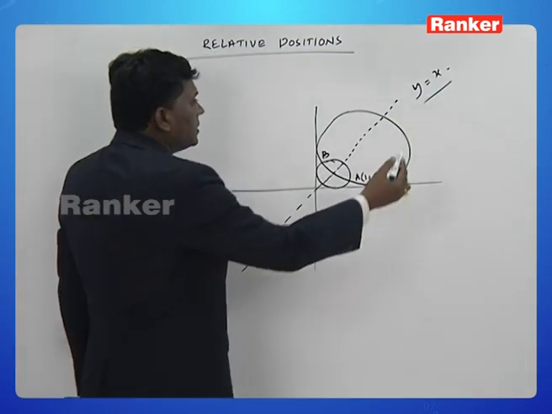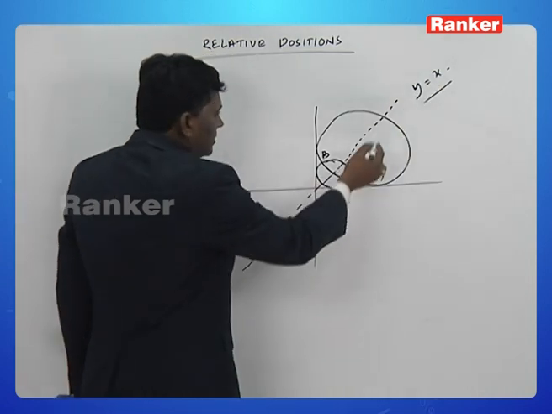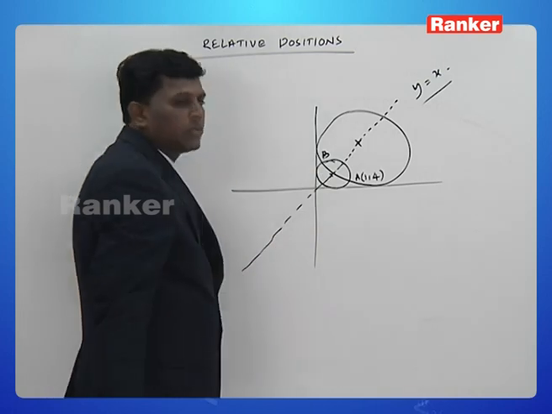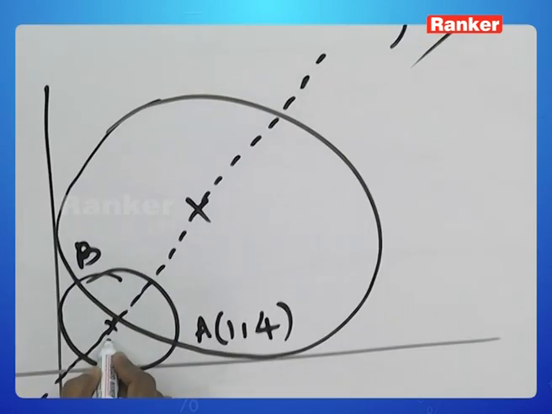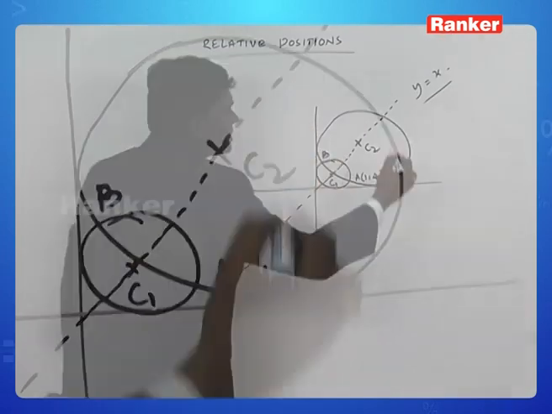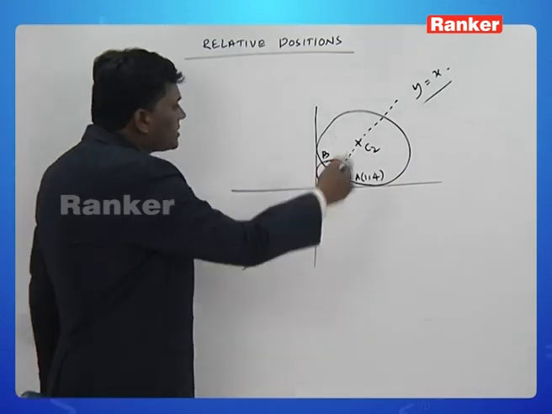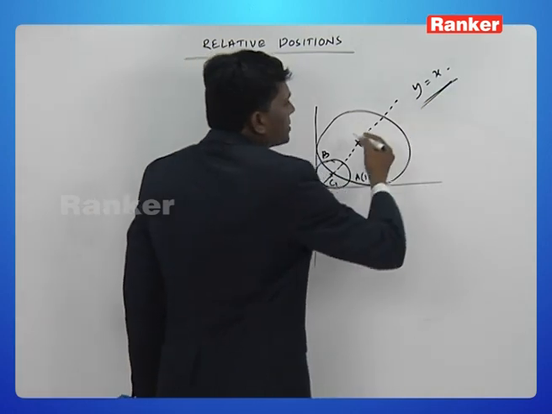Here, we know that both the centers are lying on the same line y equals to x. Suppose this is C1, this is C2. Centers of the given two circles taken as C1 and C2. Line joining centers is y equals to x.